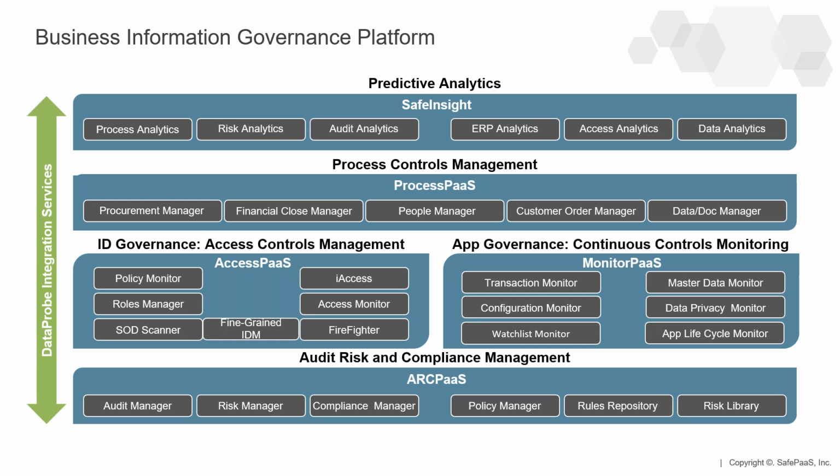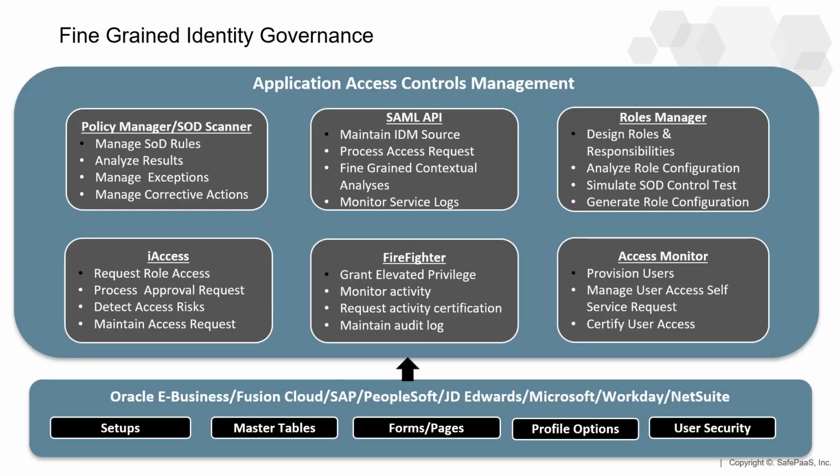So we provide application governance, we provide process governance, and we provide the platform where you can put your risk control audit information so that it's all fully integrated and visible to senior management through the advanced analytics capabilities, where predictive analytics can help you prevent these risks from happening in the future. So a lot to cover. Today's focus, I'll stay on fine-grained identity governance.